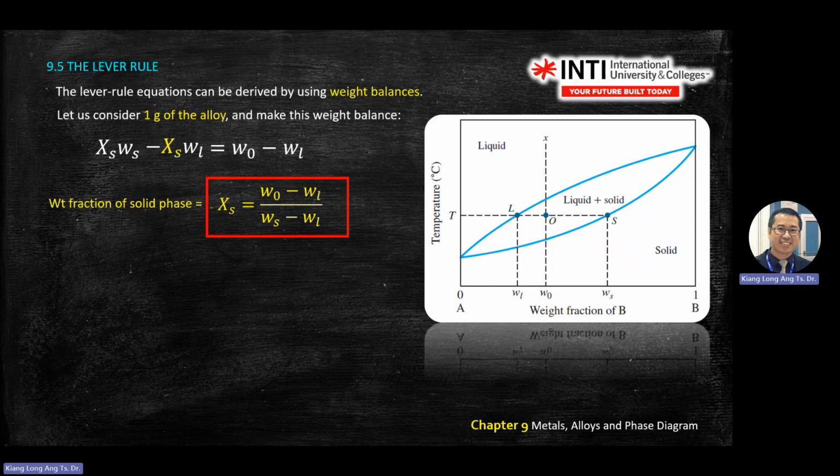Once you get WS, let's say you get 45%. What is WL? You take 100% minus WS, will be 55%. If you want to calculate it also can. But you know that the combination of solid and liquid is 100%. Yes.